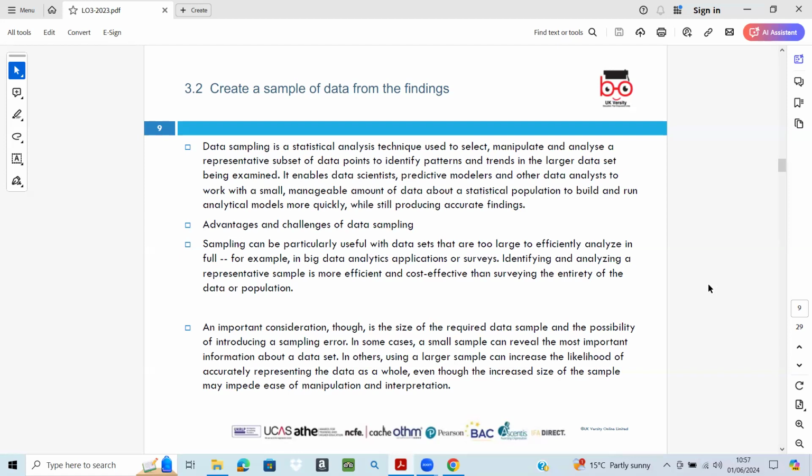Okay, so with this one, we can say that we have discussed the data sample and sampling error. We have given examples in big data analysis and application of surveys.